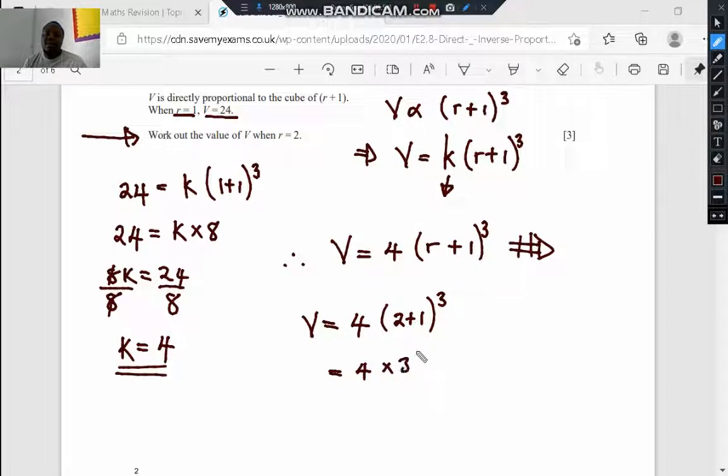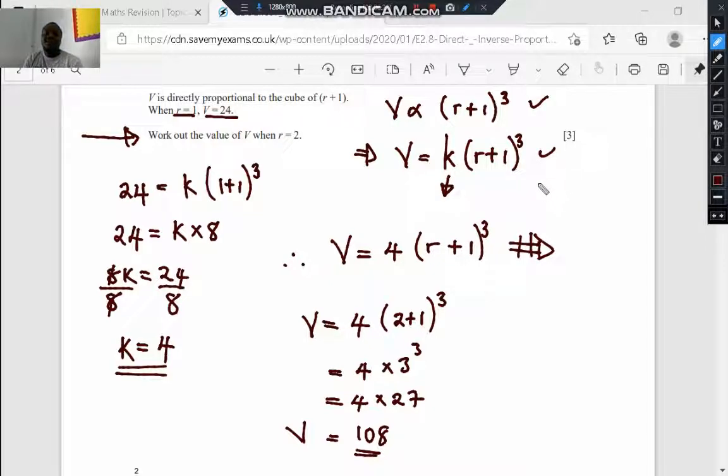what is 2 plus 1 is 3. Then we've got 3 cubed. 3 cubed is 27, if I'm not mistaken. And then 27 times 4 would give us 108. So it implies that v would be 108. So we would have found the value of this here. So it is important to be able to form this equation by understanding the direct proportion rule.